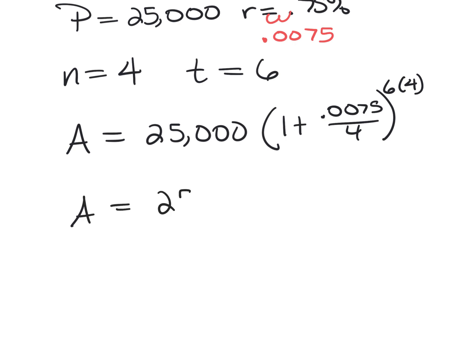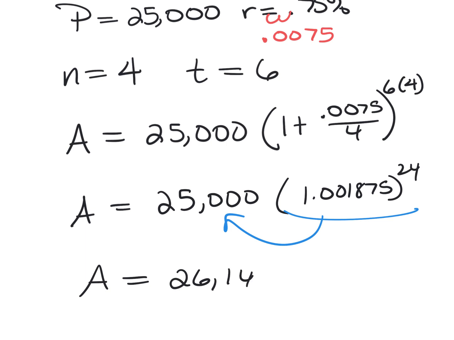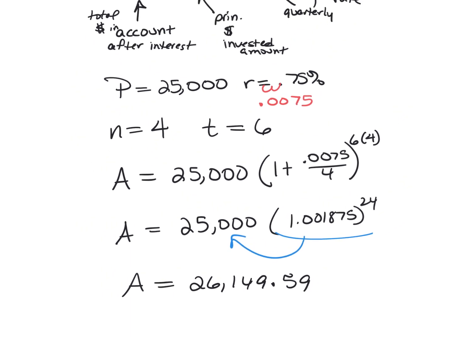Once we do this, what ends up in the parentheses is going to be 1.001875 and then to the 24th power. So you'll raise that to the 24th power first, and then multiply by 25,000. So at the end of 6 years, his investment of $25,000 will now be $26,149.59. Remember, this is all money, so you should be rounding to the hundredths place. So be able to find a future value. How much will be in the account after a certain amount of time?